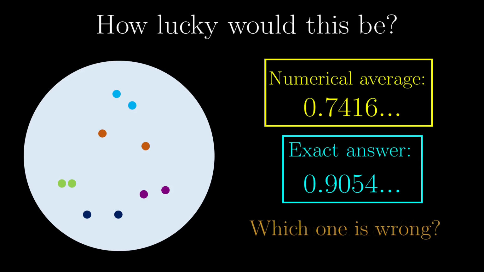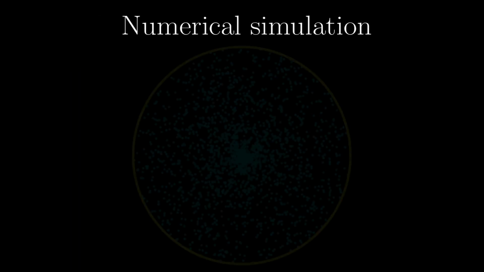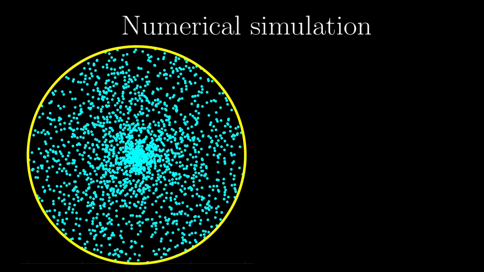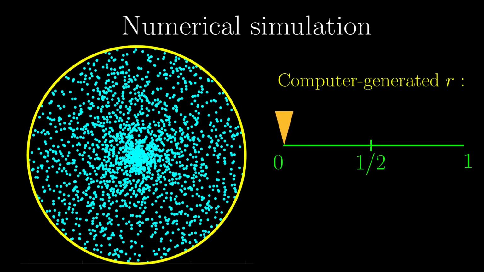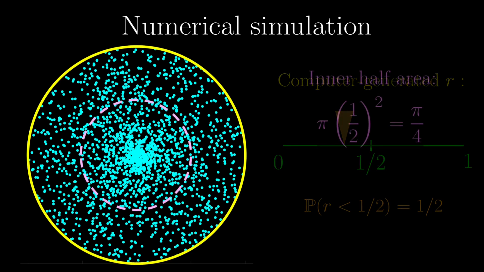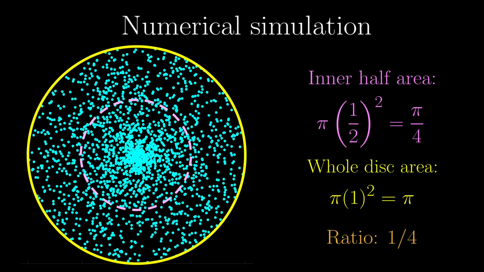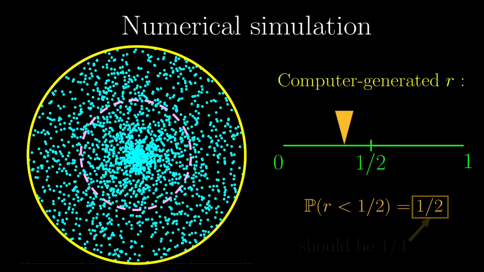It is very clear which one it is when we plot the points that we just randomly picked. The points are more concentrated near the origin than towards the rim of the circle, and so the simulation has gone wrong somewhere. The reason is that when we randomly generate a number for r, half of the time it returns something less than 1/2. However, for the disk, the inner half only occupies an area of pi over 4, and the area of the whole disk is pi, and so the ratio is a quarter, or equivalently, we should only have a quarter chance of picking r to be less than 1/2.